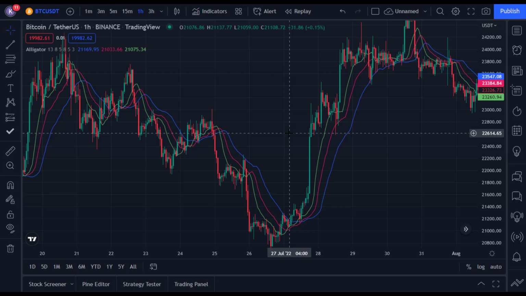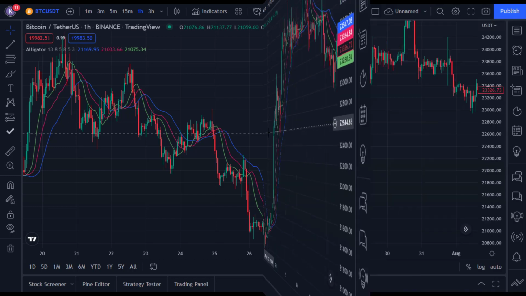This indicator was invented by Mr. Bill Williams, and I must say about Bill Williams that he is the author of many books about trading, and one of his famous books is Trading Chaos. This indicator can be used as an auxiliary tool along with other indicators.